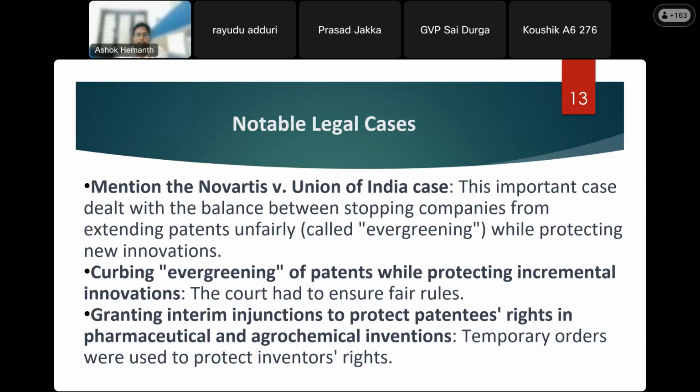Evergreening, you always patent. These kinds of things were also addressed through judicial pronouncement, in the famous case Novartis versus Union of India. Through this case law, we stopped evergreening. We said this kind of evergreening should be stopped, and we inculcated this in our Patent Act in section 3D, which we will discuss in further classes. So, curbing evergreening of patents while protecting incremental innovation. The code had to ensure fair rules, granting interim injunctions to protect patentee rights in pharmaceutical and agrochemical inventions. I already discussed this.